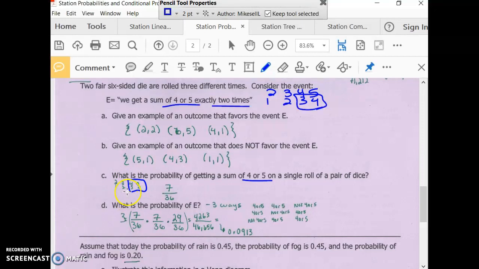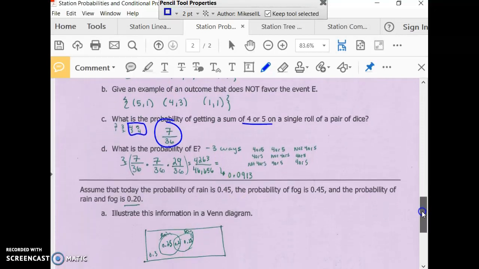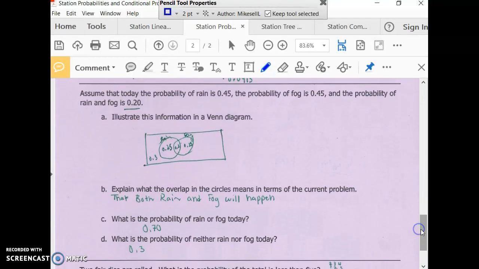Well, in my little diagram I did up above, 3 plus 4 is 7, so it's going to be 7 out of 36. What's the probability of getting this event? I can get a 4 or 5 exactly 2 times: 7 over 36 times 7 over 36, and then the flip side of not getting a 4 or 5 is 29 over 36. So here's the thing. I have 3 ways to get this: 4 or 5, 4 or 5, not a 4 or 5, and so on. Same thing, so that's where the 3 comes in. When you multiply this out, you get 0.0913, which is almost 9%. I might bet on that, depending on my mood. I think it's pretty high.